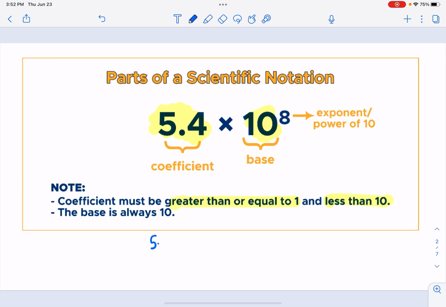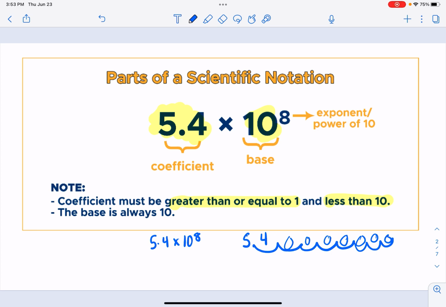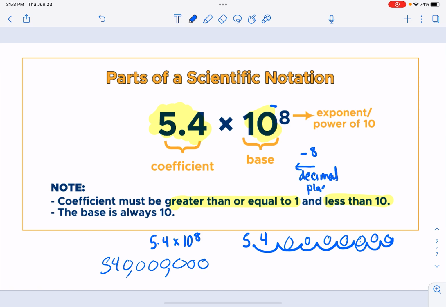And what that really means, 5.4 times 10 to the 8th, means that's 5, 4, and then you swing your decimal place over 8 spots if it's positive. So I did 1, 2, 3, 4, 5, 6, 7, 8. So that's your number. Okay, so that's what that means. If this 8 was negative, okay, so a negative 8, you'd move your decimal place to the left 8.